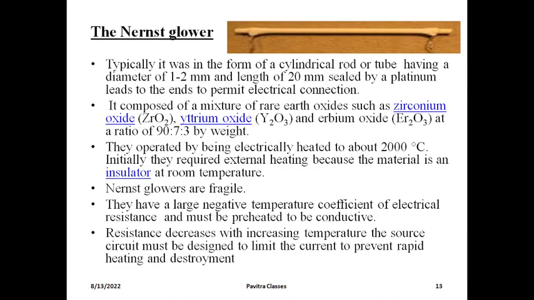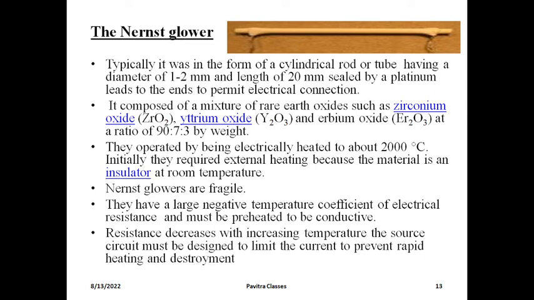This is the Nernst glower rod. Typically it was in the form of a cylindrical rod. Now it is not used; it was an old technique. A cylindrical rod or tube having a diameter of 1 to 2 millimeter and length of 20 millimeter, sealed by platinum lead ends to permit electrical connection. It is composed of a mixture of rare earth oxides like zirconium oxide, yttrium oxide, and erbium oxide in the ratio of 90:7:3 by weight. They operate by being heated to around 2000 degrees Celsius.